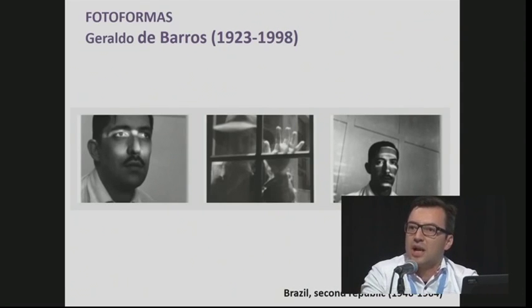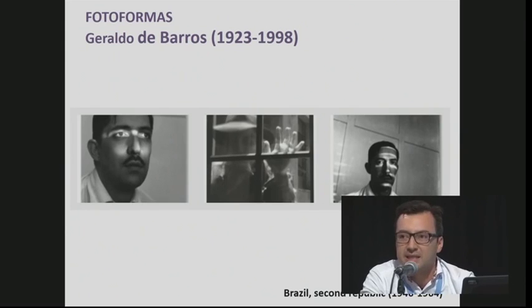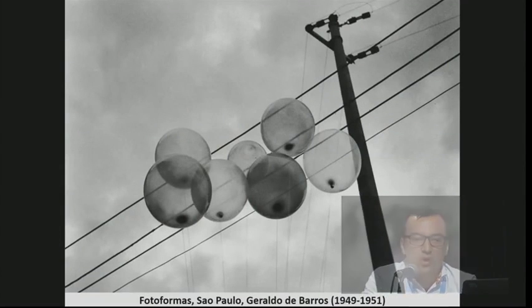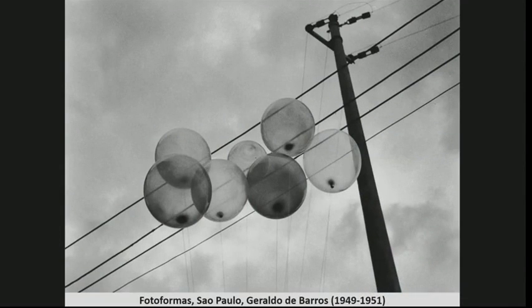I'm going to speak about Geraldo de Barros, one of the first concretista artists in Brazil. I'm going to speak about Fotoformas, an exhibition that he put together in 52, but he was exhibiting around 100 pictures made between 49 and 51. Some of the pictures are like this one, you can say classic examples of photography, looking for some abstraction and interesting geometry and structure.